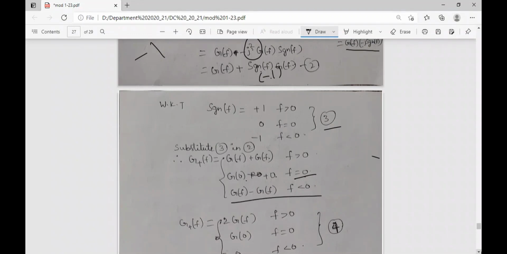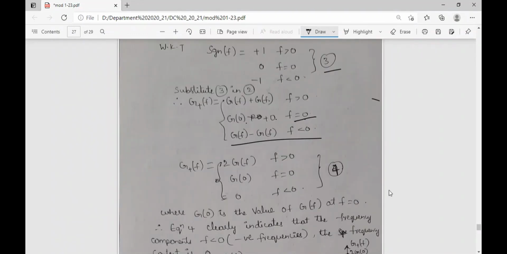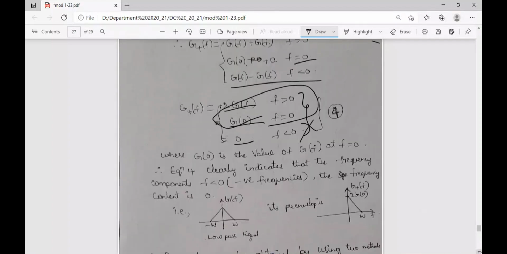I have just added and subtracted everything, and I've written g plus of f as g of f plus g of f, which is nothing but 2g of f. G of 0 plus 0 will be g of 0. And g of f minus g of f is 0. So from this equation itself, you can say that I have only the positive frequencies, but I don't have any negative frequencies.